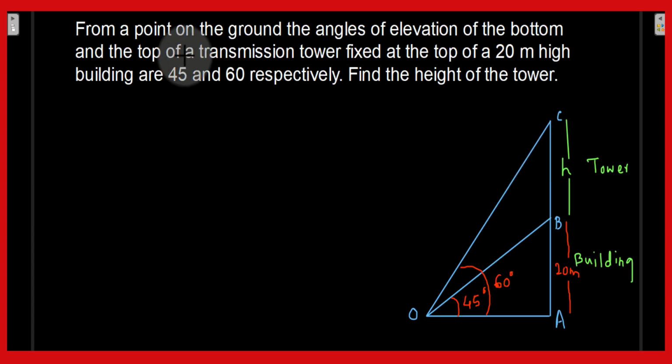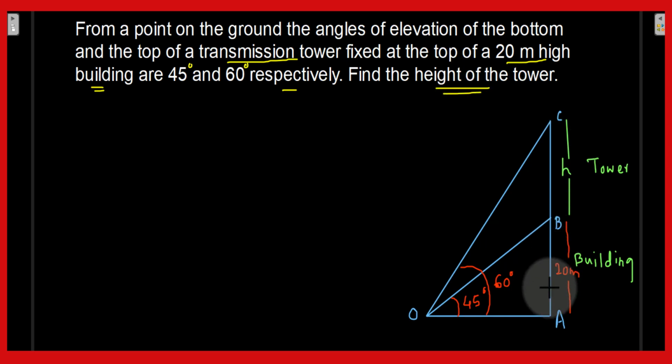Here is the question on the screen. From a point on the ground, the angles of elevation of the bottom and the top of a transmission tower fixed at the top of a 20-meter high building are 45 degrees and 60 degrees respectively. Find the height of the tower.